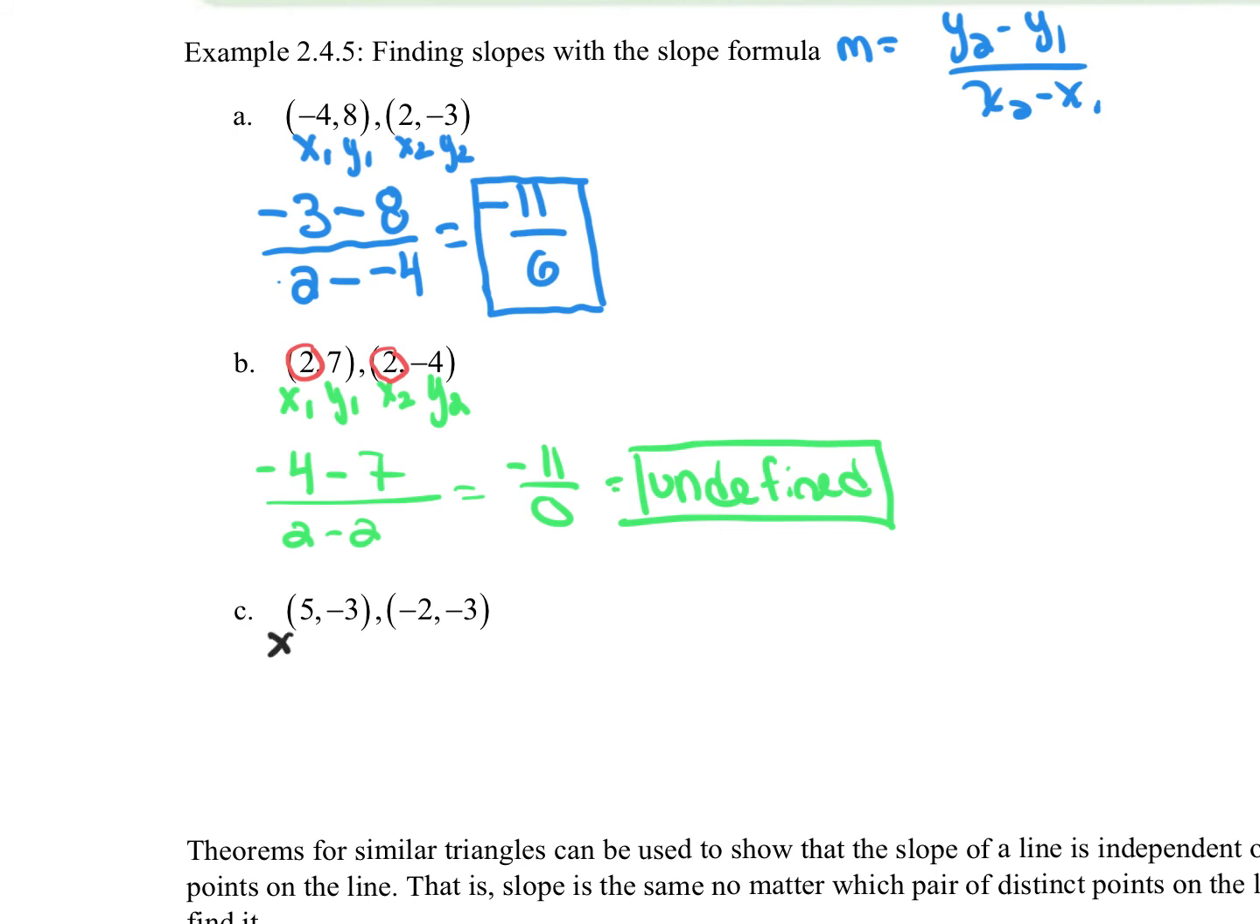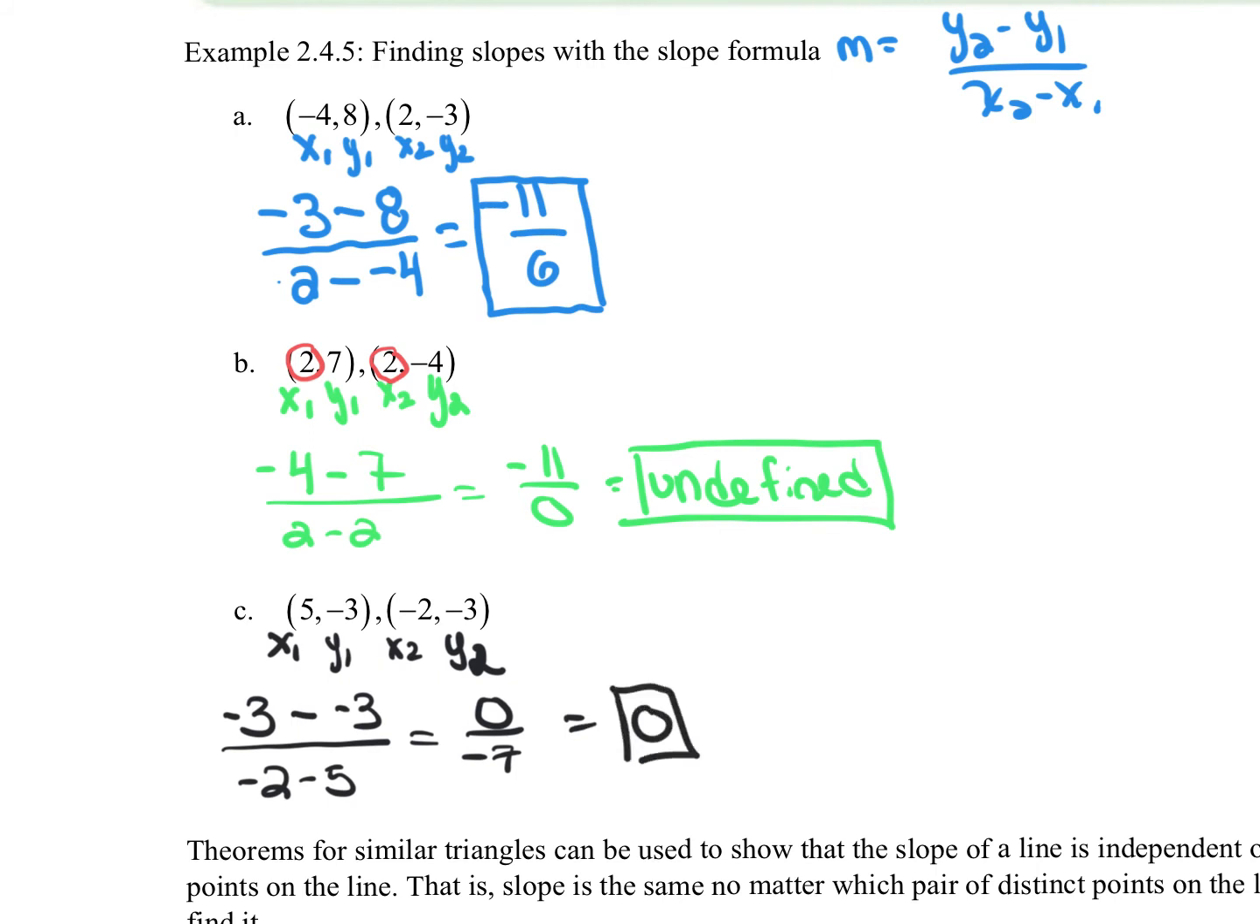Next one, x1, y1, x2, y2. Negative 3 minus negative 3 over negative 2 minus 5 gets me 0 over negative 7. 0 divided by anything is always 0. You can see here my y values didn't change. And when my y values stay the same, but the x's change, that is a horizontal line. And we also know that because the slope is 0.